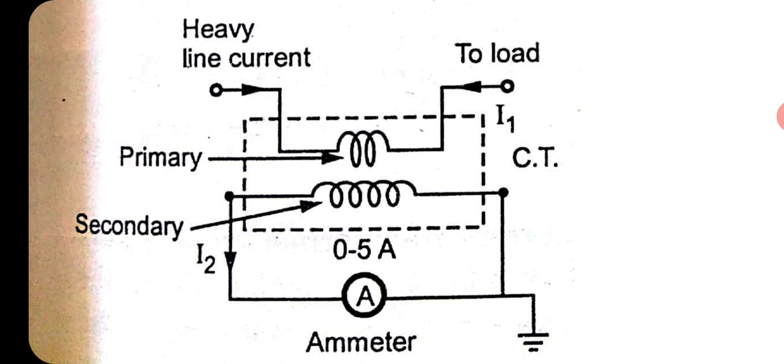So here you can see the number of turns in the primary winding is less, and the number of turns in the secondary winding is more. Actually, it is the opposite of a voltage transformer. Here current is getting stepped down, whereas voltage will step up. Voltage will step up because in a transformer, the working principle is that power will remain the same.